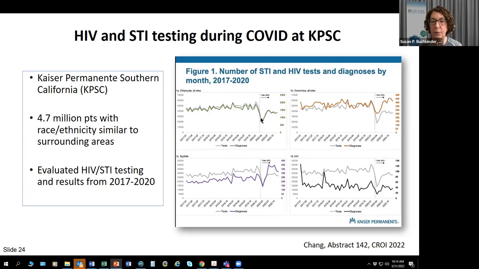So what you can see is that for all of these tests, there was this dramatic decline that we're looking from 2017 to 2020. And we had this plummeting in the number of tests of all kinds around the second quarter of 2020, or right when the COVID pandemic was hitting. And what you see is that by the end of 2020, there was a rebound in the number of tests done, but not to pre-pandemic levels.